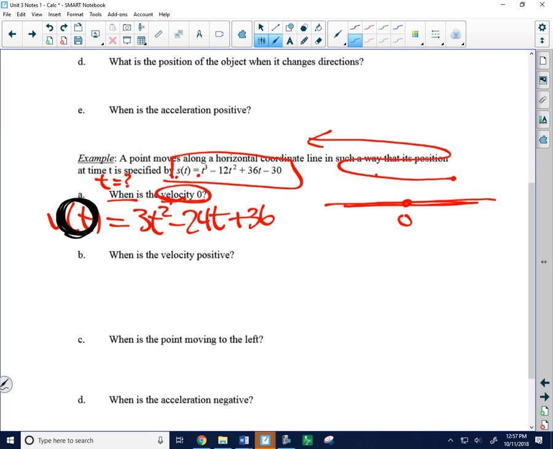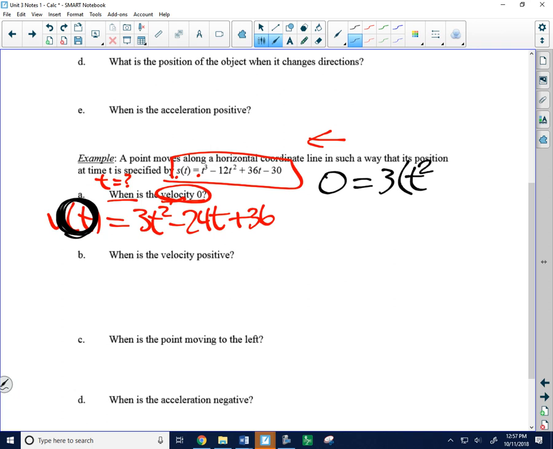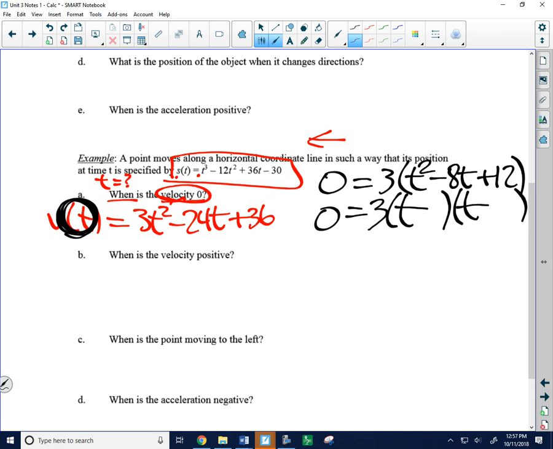I'm going to need a little more room, so I might erase this. So I'm setting my equation equal to 0, and I'm going to go ahead and factor and solve. Now on this one I can factor out a 3. GCF. So I get t squared, divide 24 by 3, I'll have the negative 8t, and then plus 12. Now I can factor the trinomial. I attempt to, and it will work. It won't always work. But if it didn't work, you do quadratic formula. It does work though. Negative 2 and negative 6.